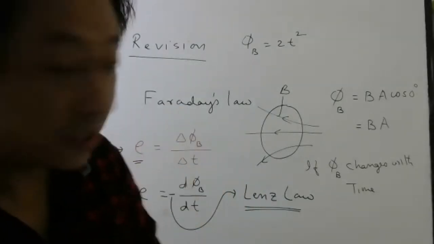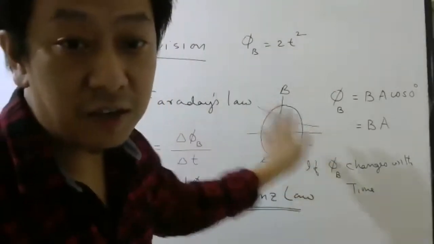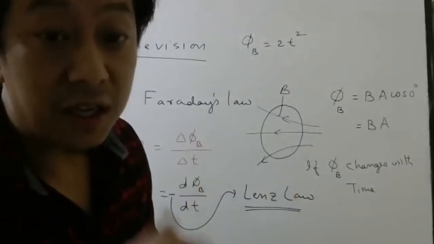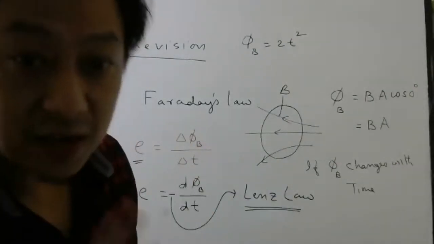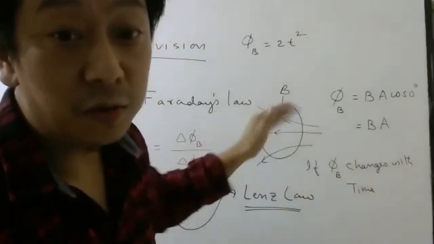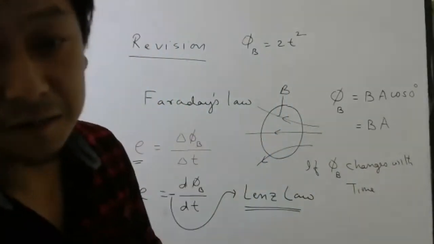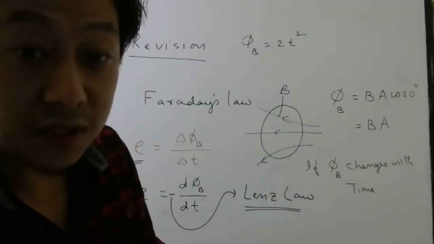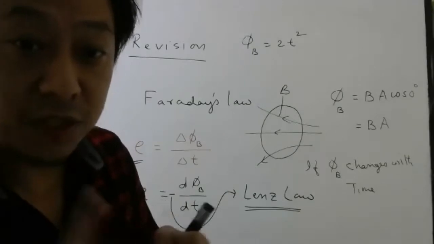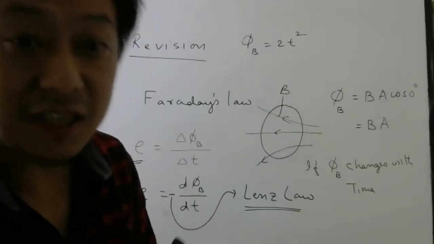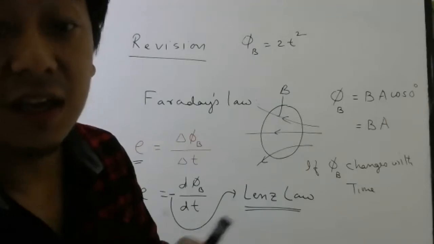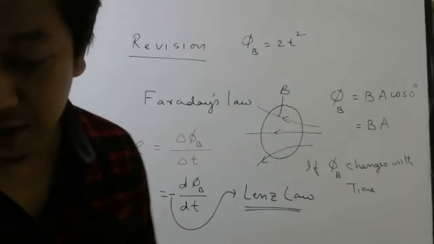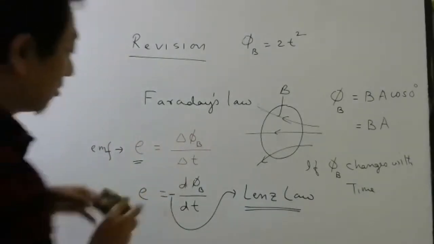So if this flux is trying to increase, the current produced here will try to oppose the increase in the flux. Similarly, if the flux is decreasing, then the current induced in the loop will try to oppose the decrease also. So it opposes increase also, it opposes decrease also. In short, we should say it opposes change in magnetic flux. Okay, students? So keep this in mind, Lenz's law and Faraday's law.